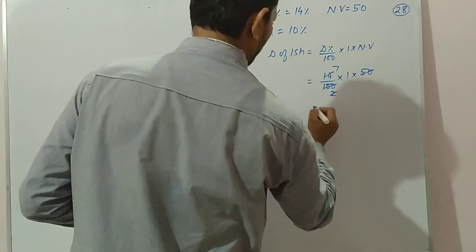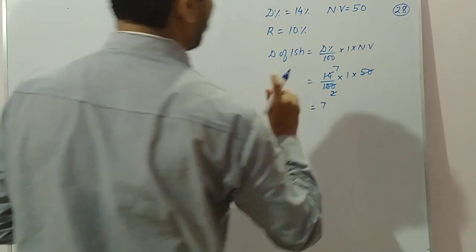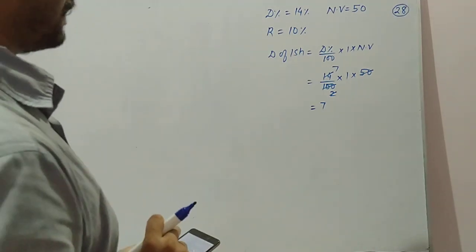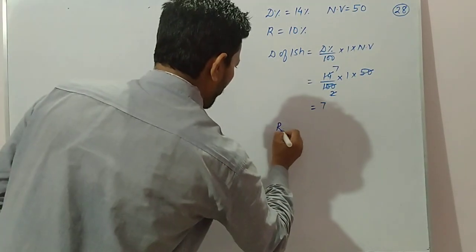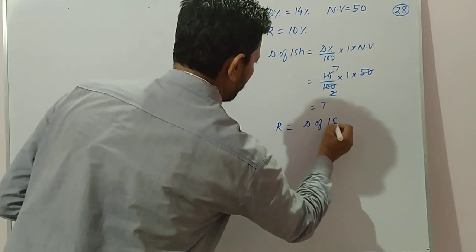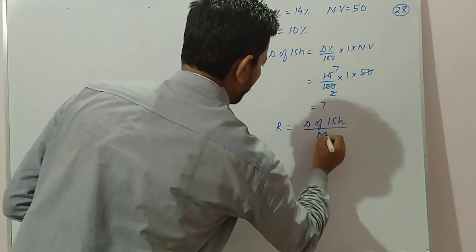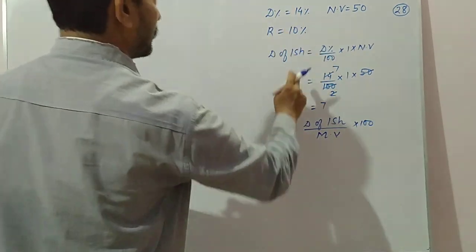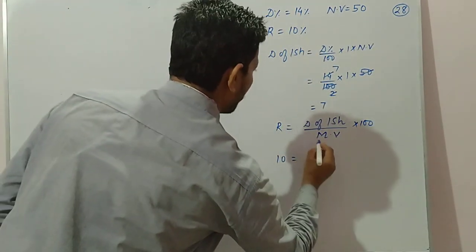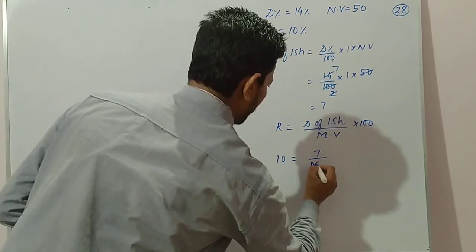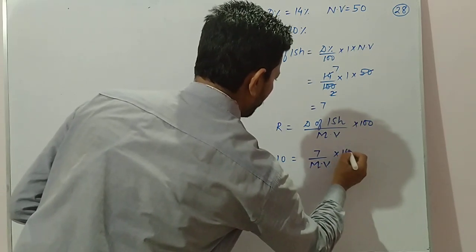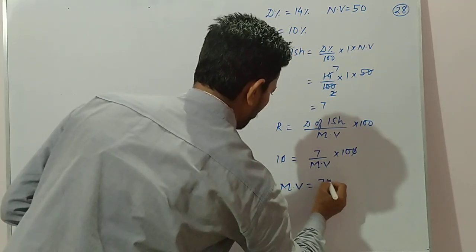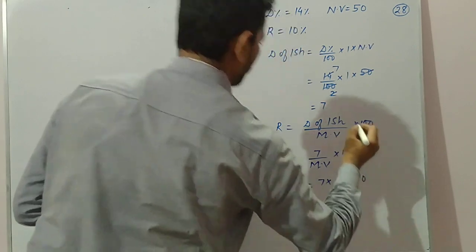2, this is 7. So dividend of 1 share, that is 7. Now rate of interest is already given, 10%, we have to find the market value. So R, that is dividend of 1 share by market value into 100. R is 10. Dividend of 1 share is 7 by market value into 100. This 0 will cancel out. So market value, that is 7 into 10 equal to 70.